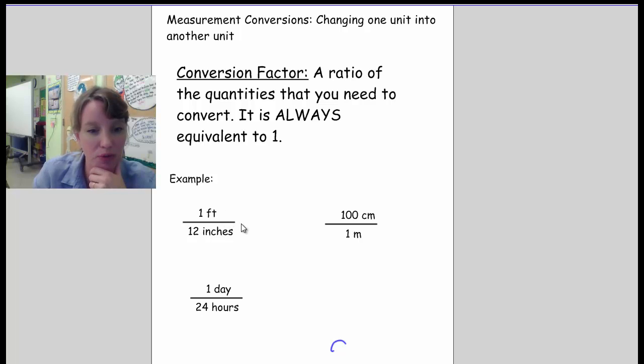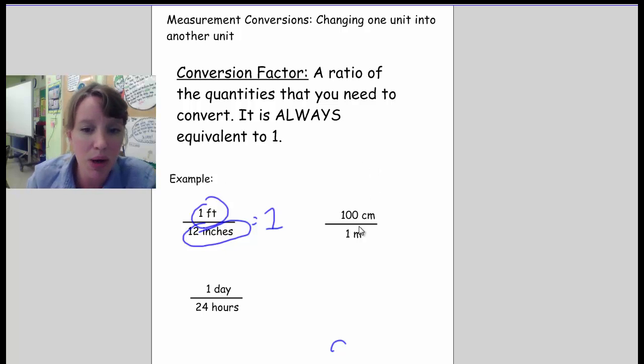So notice that 1 foot is equal to 12 inches, so having 1 foot over 12 inches means that you have one unit over itself, so this is equivalent to 1. So it's a ratio with two different units that's equal to 1. Likewise with 100 centimeters over 1 meter and 1 day in 24 hours. So it's a ratio of two different quantities, and you're going to use it to convert, but the top and the bottom of the ratio are always equal to each other. They're just in different units.